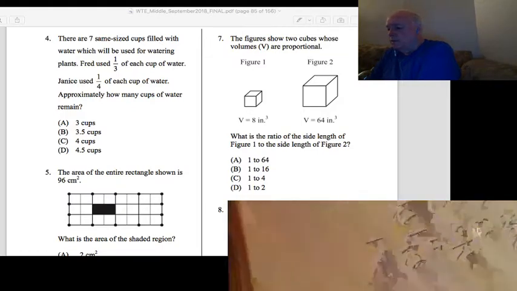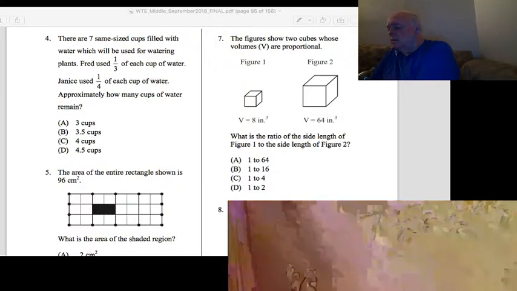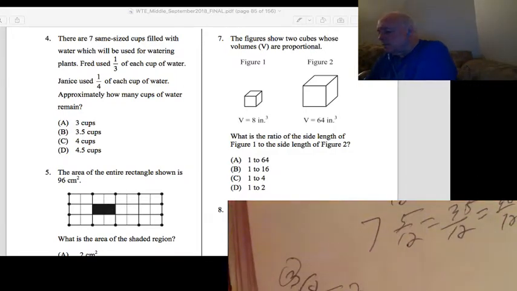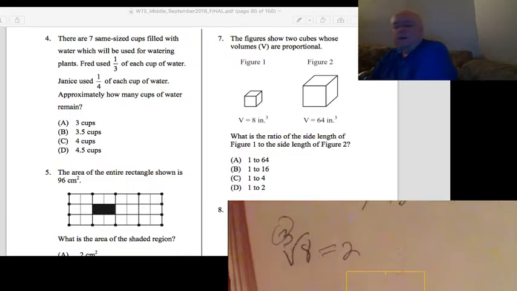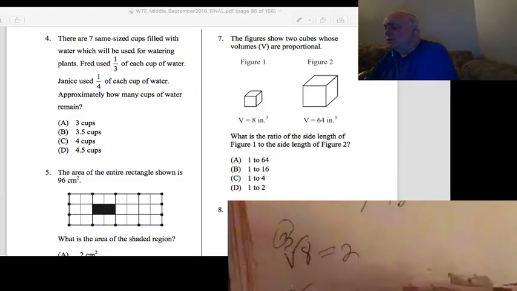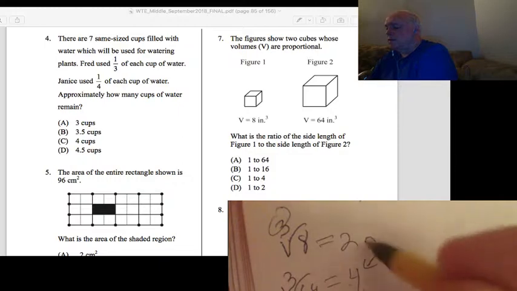Normally we write this as a square root. When we put the number here, it means the x root. So the cube root of 8 is 2. We can double check that: 2 times 2 times 2 is 8, right? And we also have the cube root of 64. So what times what times what is going to be 64? It's going to be 4. 4 times 4 is 16, 16 times 4 is 64. So the ratio between the two of these is 2 to 4, and if you simplify that, that's 1 to 2.